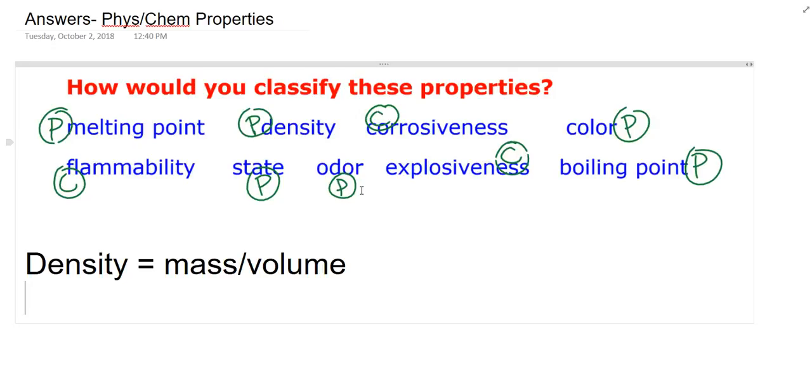Explosiveness, chemical. And then boiling point is just like the melting point. You could boil something, and all it's doing is going from a liquid to a gas, but it's still the same chemical. Okay, still the same chemical composition.